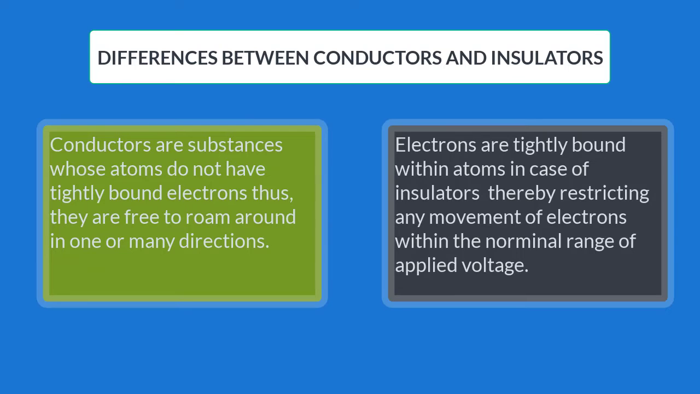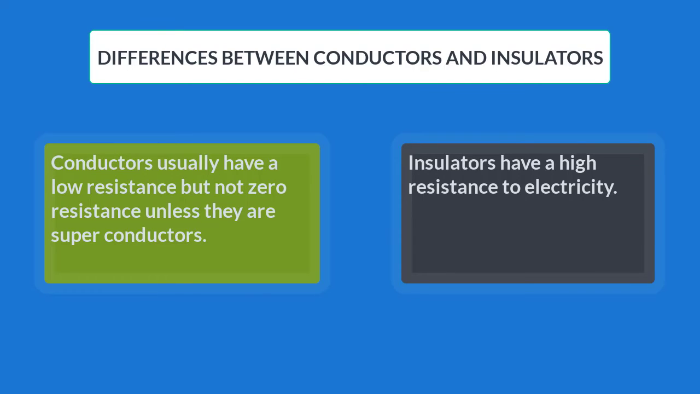4. Conductors are substances whose atoms do not have tightly bound electrons. Thus, they are free to roam around in one or many directions. However, electrons are tightly bound within atoms in case of insulators, thereby restricting any movement of electrons within the nominal range of applied voltage. 5. Conductors usually have a low resistance but not zero resistance unless they are superconductors. Insulators have a high resistance to electricity.